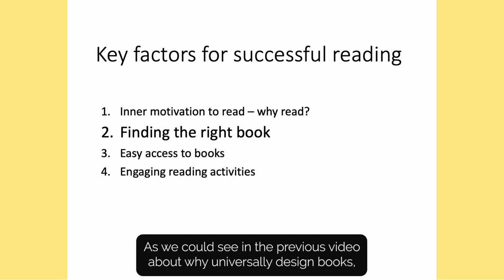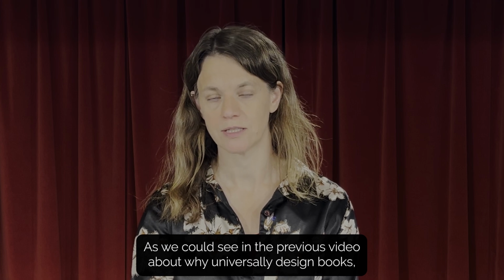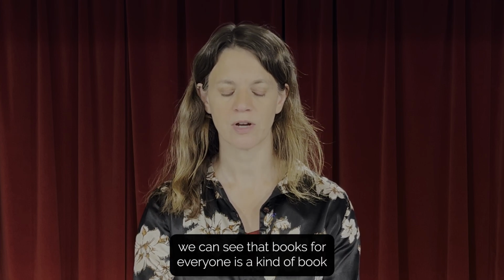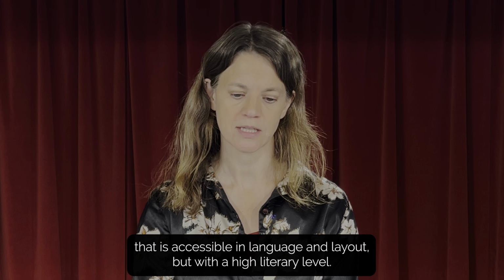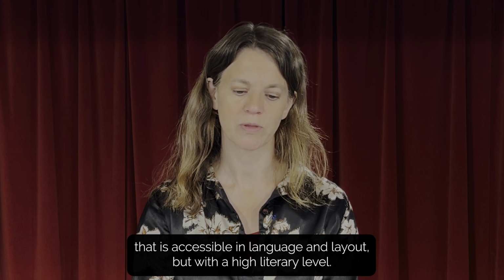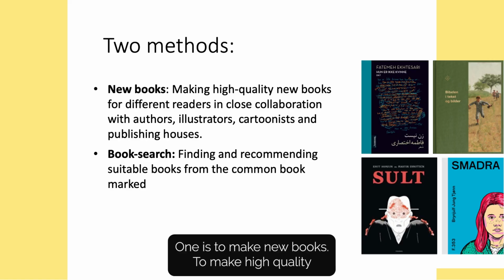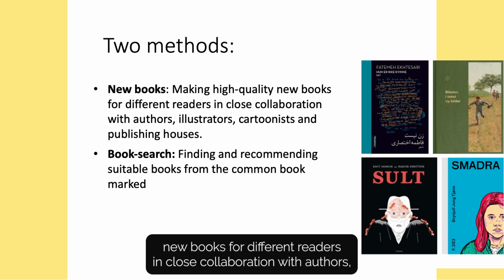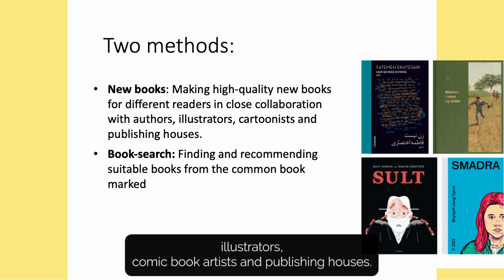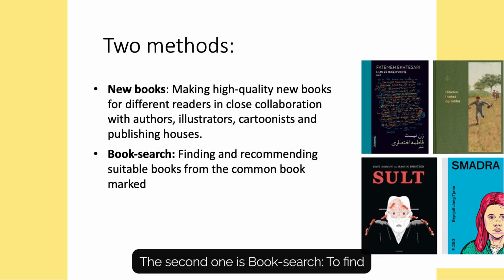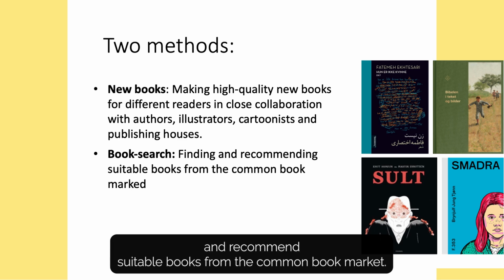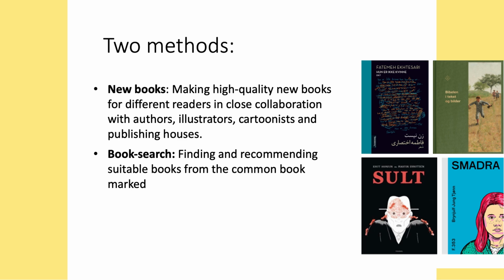As we could see in the previous video about why universally designed books, Books for Everyone is a kind of book that is accessible in language and layout, but with a high literary level. To manage this, we use 2 different methods. One is to make new books: to make high-quality new books for different readers in close collaboration with authors, illustrators, comic book artists and publishing houses. The second one is book search, to find and recommend suitable books from the common book market.